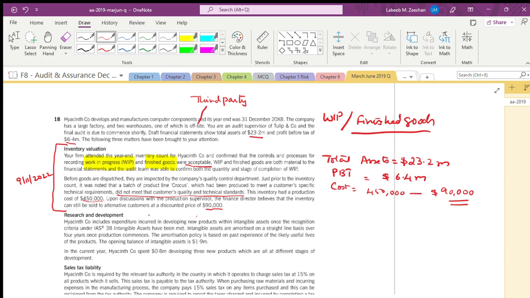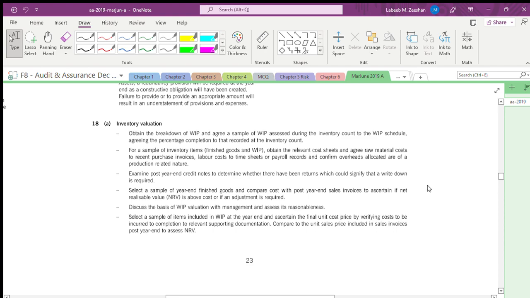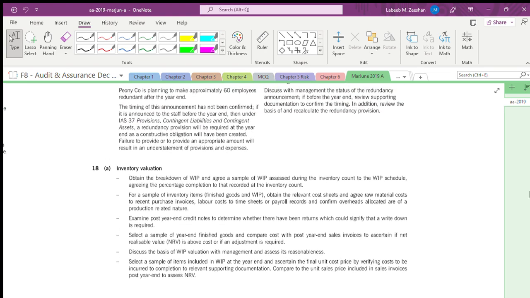We have to mention with respect to what? Exclusively with respect to the work in progress and finished goods. You have to obtain the breakdown of work in progress, okay? You have to say how much is the work in progress for each product. Obtain the breakdown, is it right?